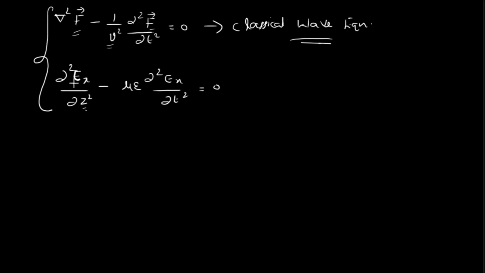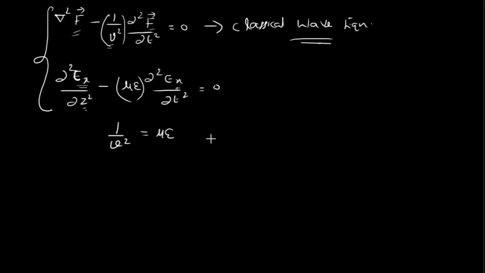So this f vector can be treated as equivalent to ex. When you compare these two equations, what catches my attention is that 1 by v square can be directly compared with mu epsilon. In this particular equation, the 1 by v square term is mu epsilon here. So when I compare, I can say that 1 by v square in this classical wave equation is nothing but mu epsilon in my UPW, uniform plane wave, equation.